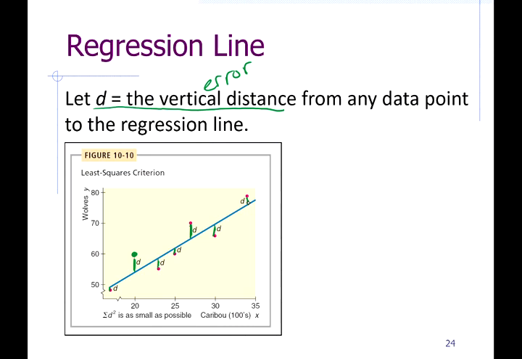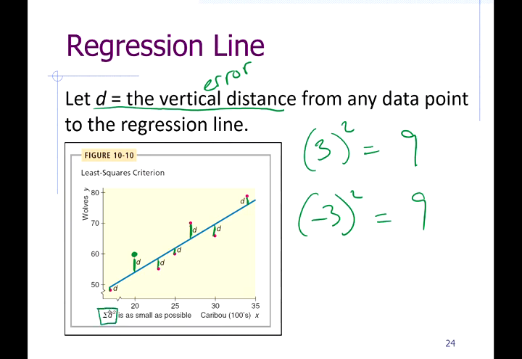Because if one point has an error of +3 above the line by 3, and if another point has a value of -3, well, +3 and -3, when you add them up, you get 0. So we don't want things canceling out. So we're not going to use the values of d. We're going to use the values of d squared. Because if you take a positive number and you square it, you get a positive number. And if you take a negative number and you square it, you also get a positive number. So we're going to look at the squared values. So we want the sum of the squared distances to be as small as possible.